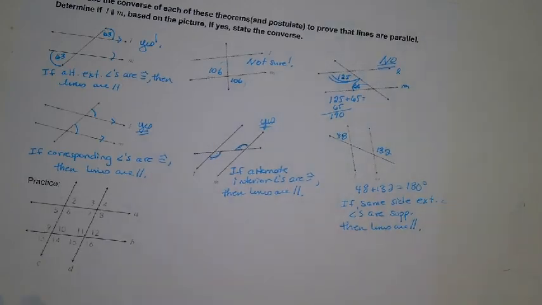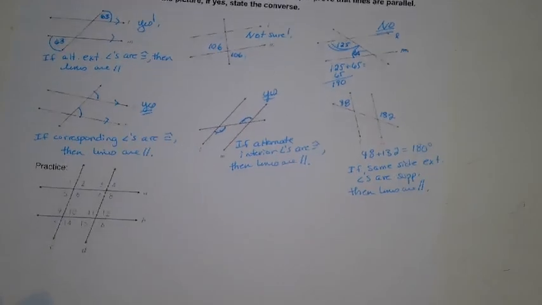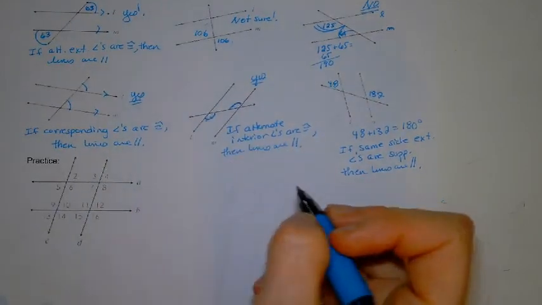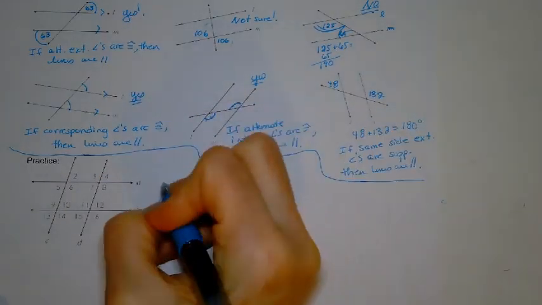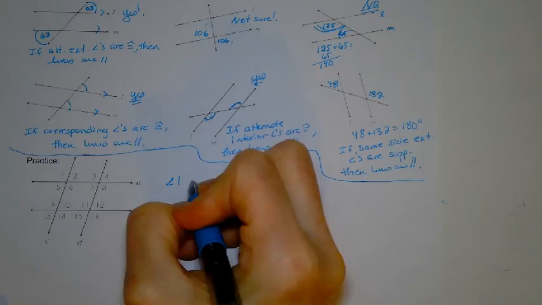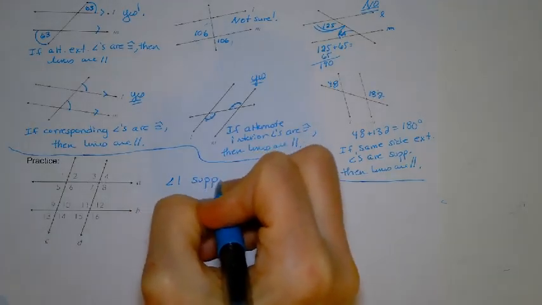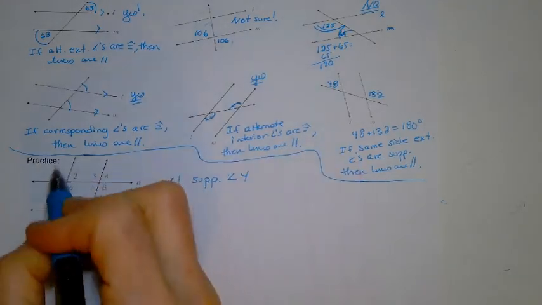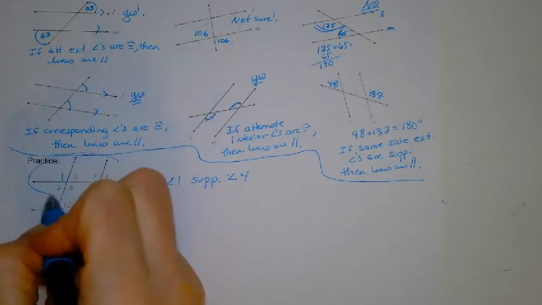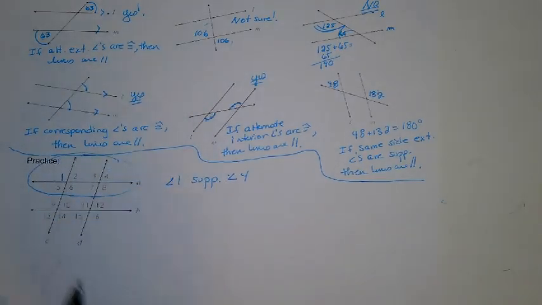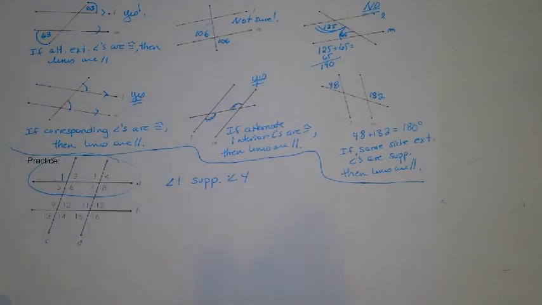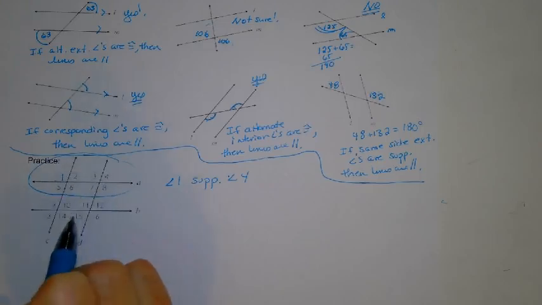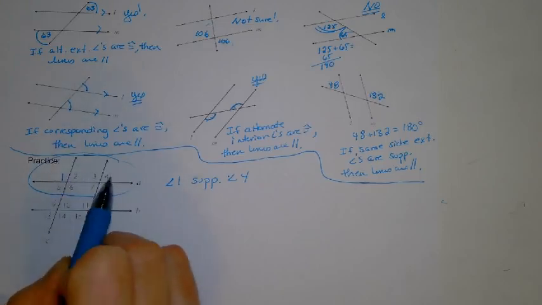All right, so if I told you that, and go ahead and pause it so you can catch up, if I told you that angle 1, for instance, was supplementary to angle 4, so this angle right here is supplementary to angle 4, would lines C and D be parallel? Same side exterior angles. If same side exterior angles are supplementary, then yes, line C is parallel to line D.